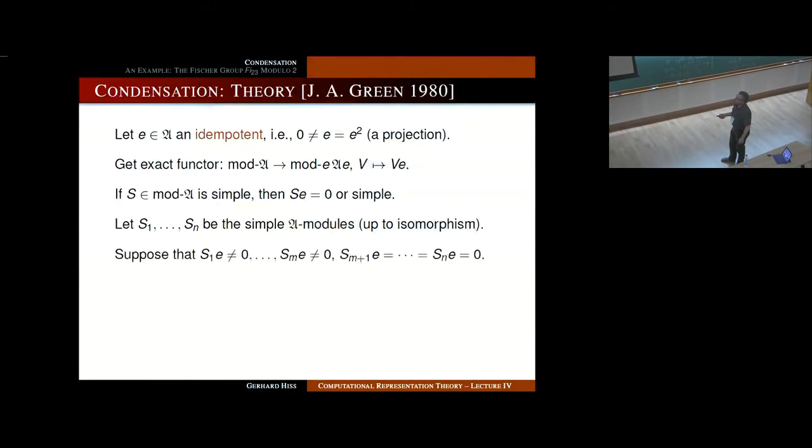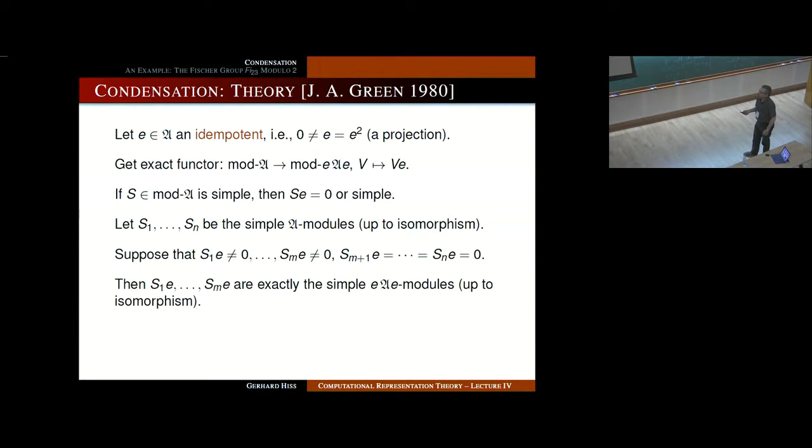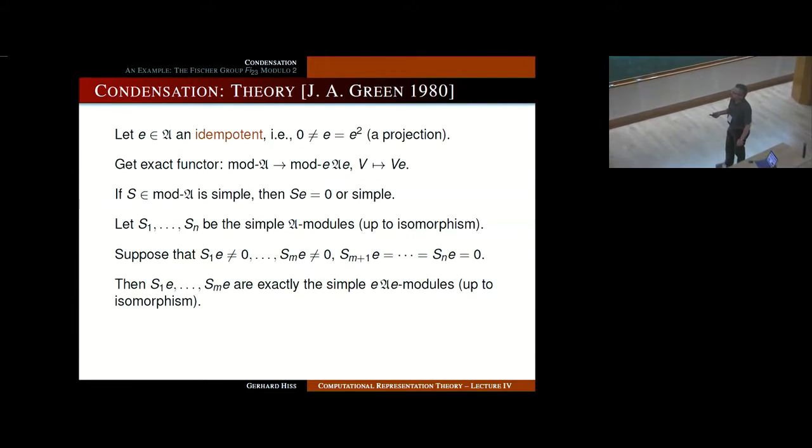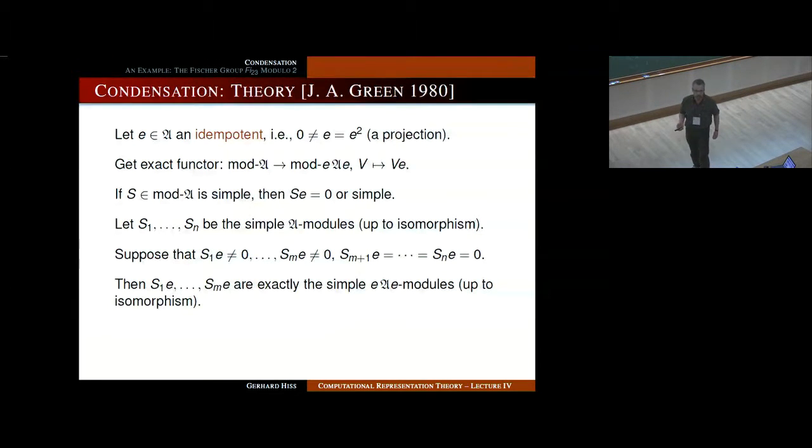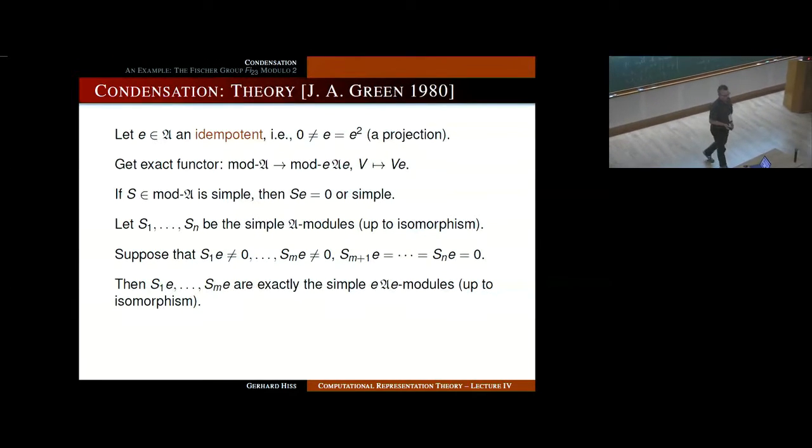And then maybe some of them, the first M of them, do not condense to zero and the rest of them condense to zero. Then this is the second fact. These are exactly the simple modules of this algebra EAE. So every simple module of EAE is a condensed simple module. Yeah?